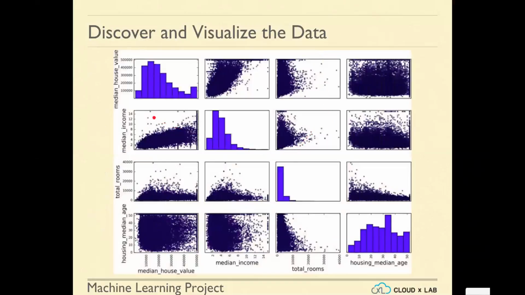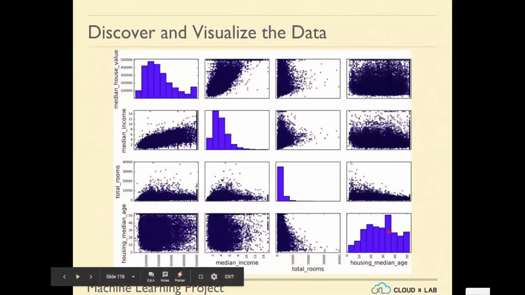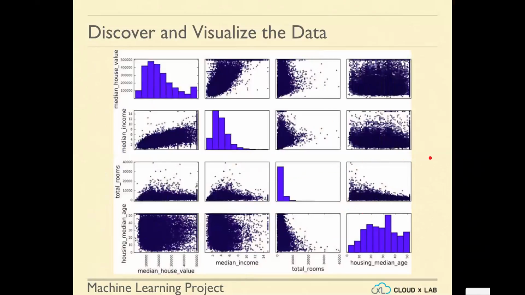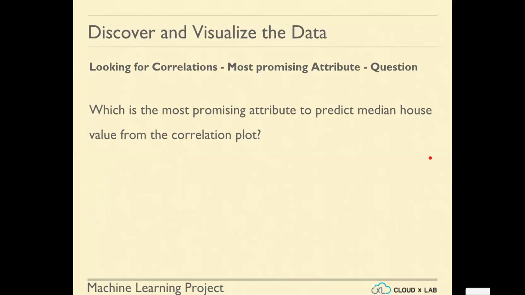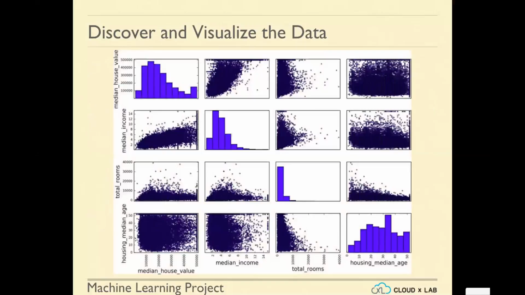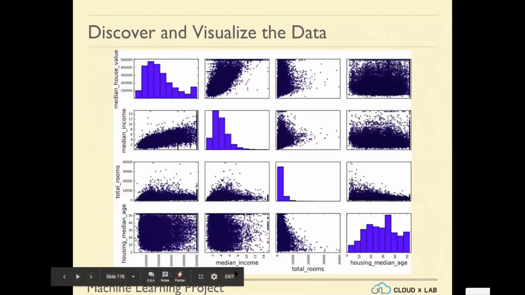So this is how it looks like. Okay. So from this, what do you conclude? What is the most promising attribute for discovering the median house value?